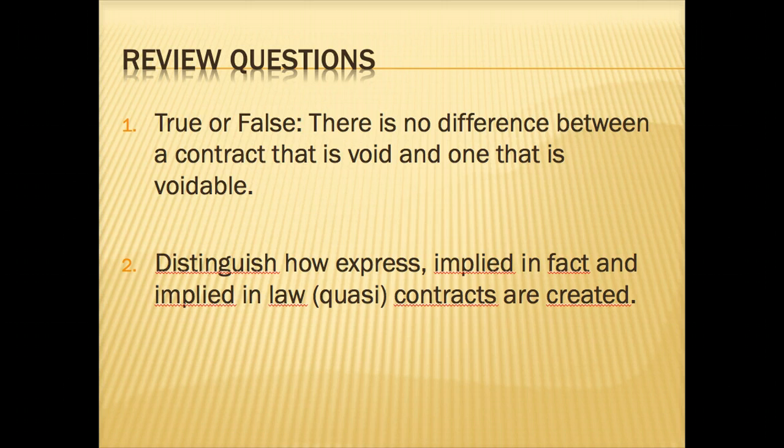Now, on to a few more review questions. True or false, there's no difference between a contract that is void and one that is voidable. And then the second question, distinguish how express, implied in fact, and implied in law or quasi-contracts are created. Now this one is not just true, false, multiple choice. This one, the second question, requires that you jot down an answer. So again, pause the video and write out your answers to these questions. If you need to look at the book, you can do that. I would recommend that you try to answer them first. Hopefully you've already read the chapter, and then go back and you can check your answer.